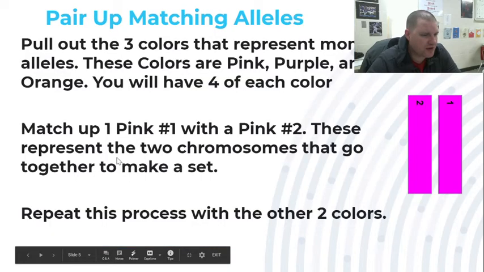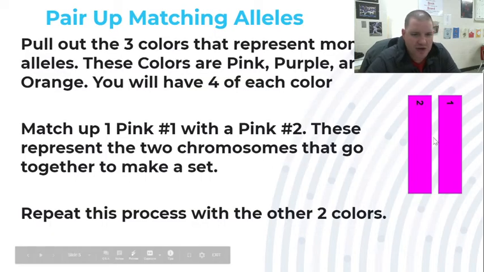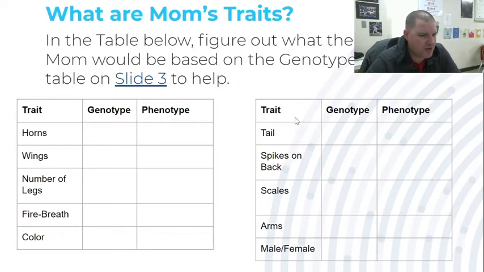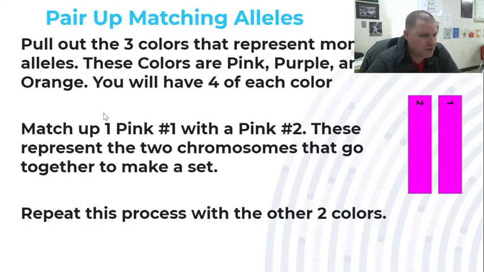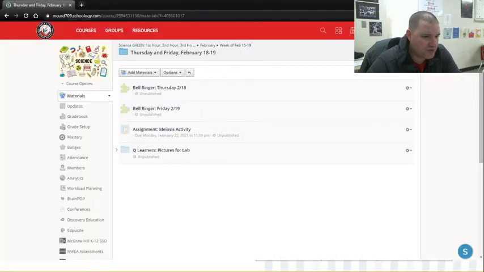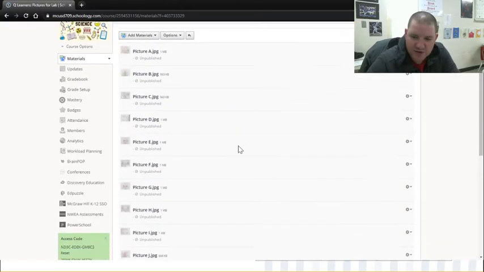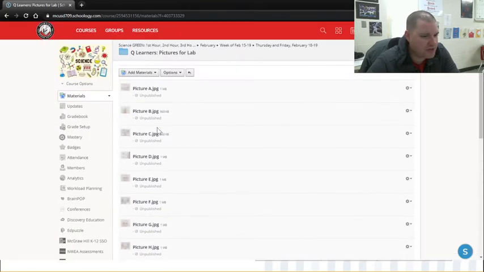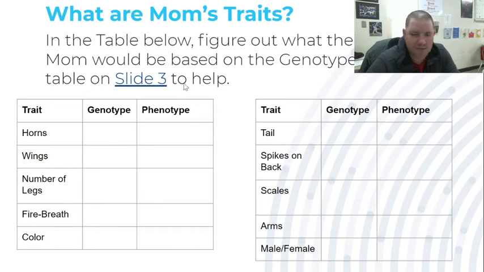For day one, we've got mama traits. The first thing that we're going to do is look at the traits here and how that is going to work, and fill out this table here. That is what you're going to do right here where it says Q. There's going to be a bunch of pictures in here for you to use for the lab. One of those pictures is going to just be the mom chromosomes.